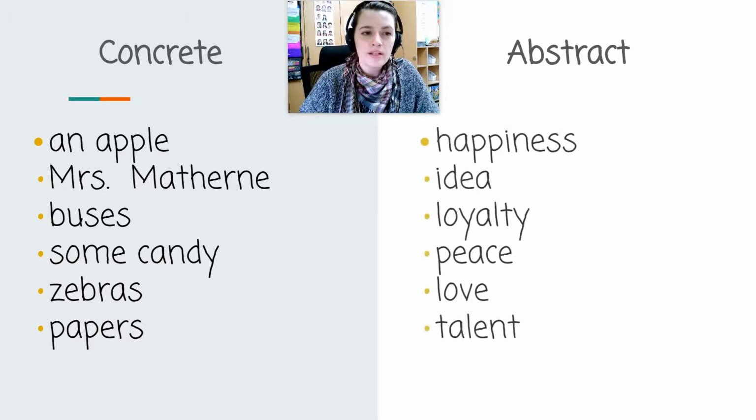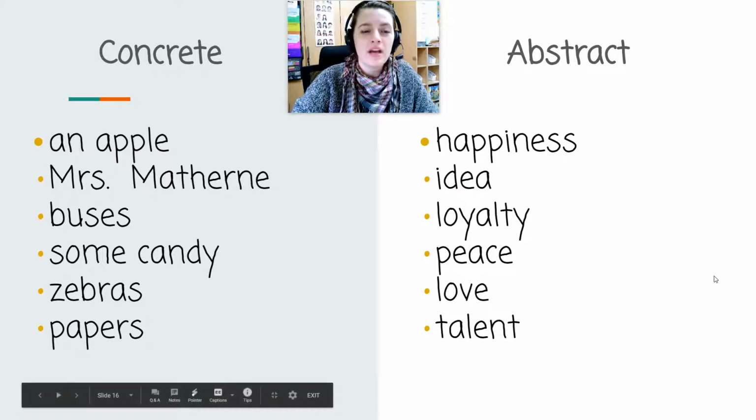Now, an abstract noun is like happiness or an idea. Loyalty, peace, love, talent. Can you see these things? I mean, you can see that someone is talented, but you can't see their talent. Talent is not a color. Talent is not something that you can smell. Just like love and peace and all these words here, they are abstract.